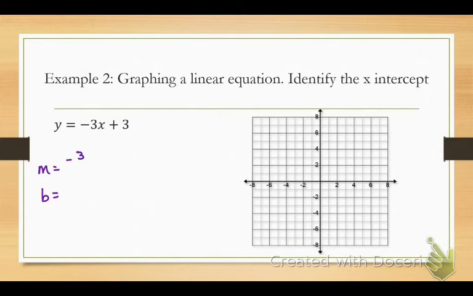-3 over 1. Okay? And let's see, Josh, what's your B value? 3. Okay? So because of those values, Gavin, where would your first point go on your graph? Up to a Y value of 3. Because remember, B means the y-intercept. So that means this point crosses the y-axis at a value of 3.